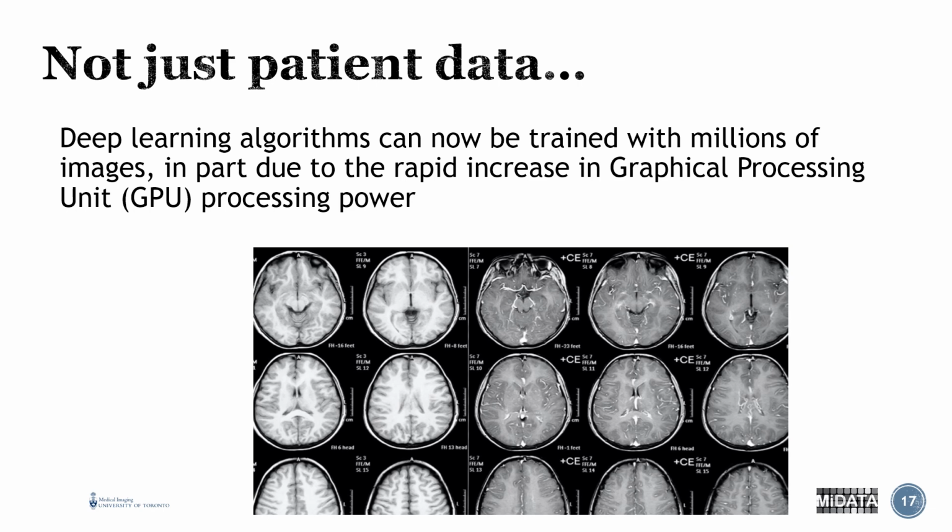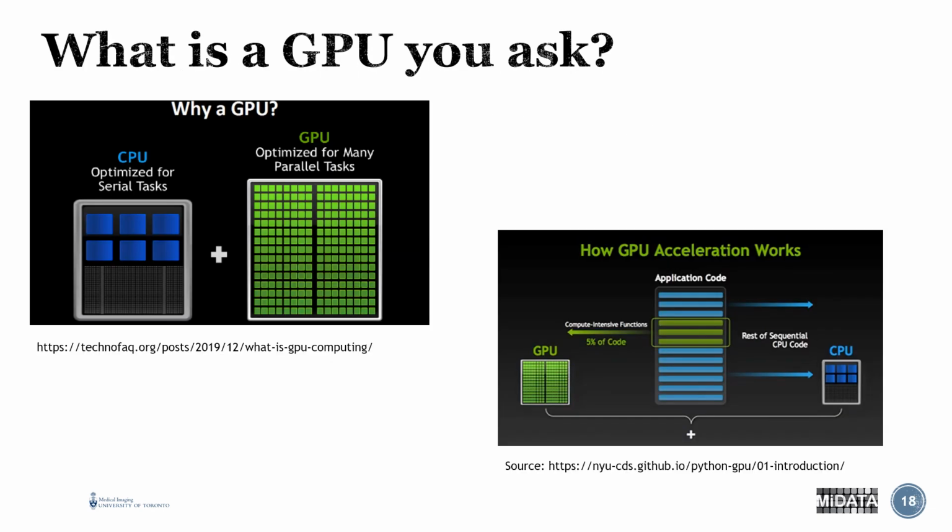So how do we do that? Well, we make use of what I'm sure you've heard of, the GPU, which is the graphical processing unit. And this is as opposed to the CPU, which is the central processing unit, which is your typical computer processor. Okay, so what is a GPU?